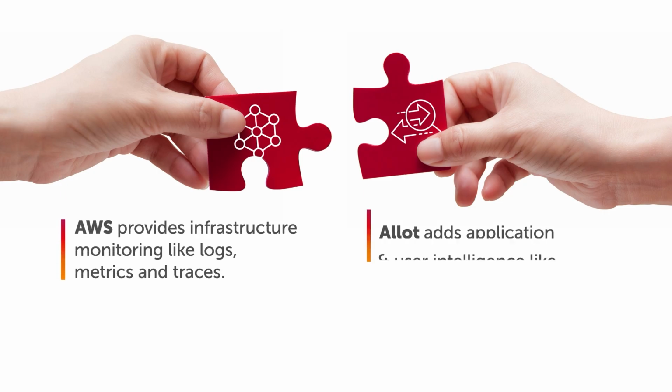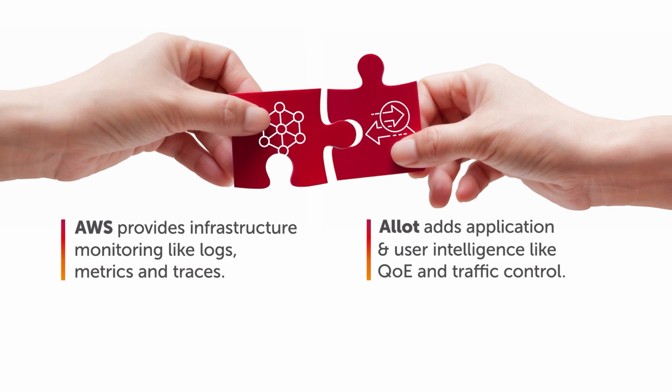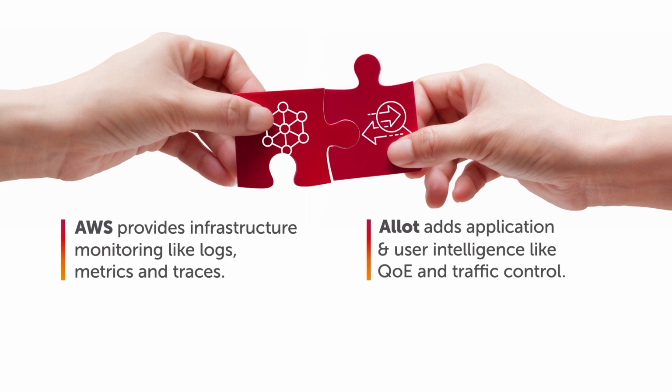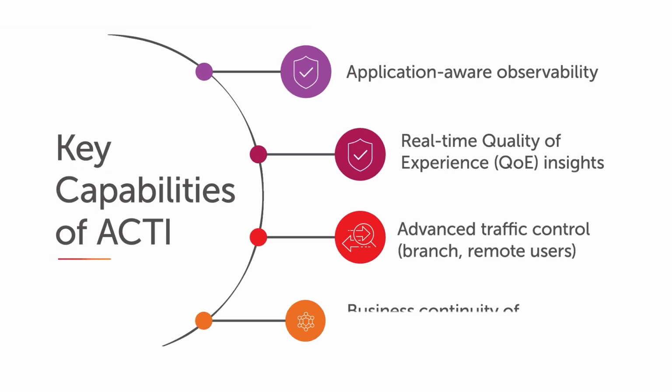Now, this is super important. This isn't about ripping out your AWS tools, not at all. It's about complementing them. Think of it like this. AWS provides the rock-solid foundation. It's the engine monitoring that tells you your engine is running perfectly. Allot comes in on top of that. It adds that missing layer of application and user intelligence. It tells you how fast the car is actually going, and if your passengers are having a smooth ride or a bumpy one. So you can see how this directly answers all those questions we just raised, right?